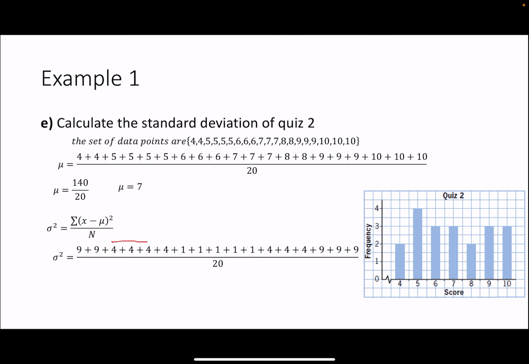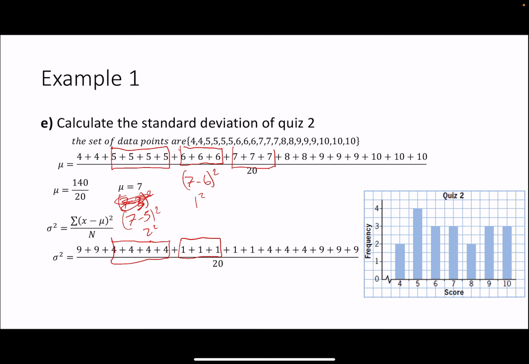And now, where do these 4s come from? They come from these 4 5s. Essentially how we calculated them was 7 take away 5. Let's write that again. 7 take away 5 squared, which is 2 squared, which is equal to 4 for each of them. And then here I have 3 6s. 7 take away 6 squared. What do we end up getting? We end up getting 1 squared, which is how we account for these 3 1s.